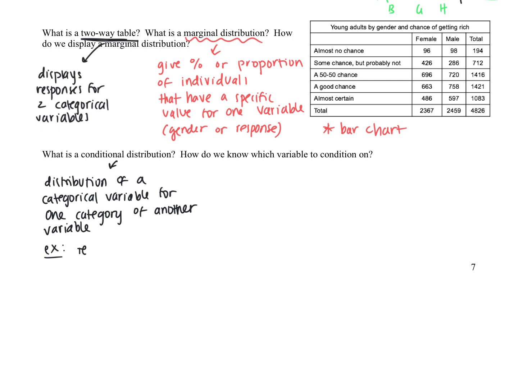We could look at the female responses. So we're taking just the female distribution. Oftentimes we would compare that to the male responses. So that's one conditional with the two conditions: looking at just the responses for females, just the responses for males. Or we could look at the response itself. So we could look at the distribution of each response separately.